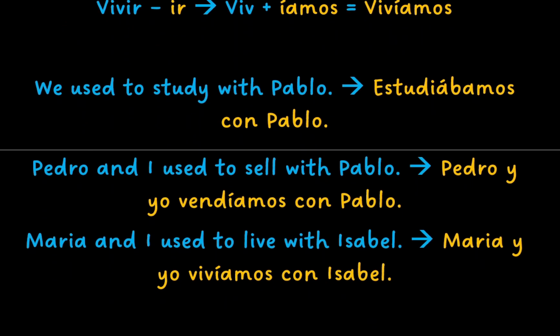We used to study with Pablo is estudiábamos con Pablo. Pedro and I used to sell with Pablo is Pedro y yo vendíamos con Pablo. And Maria and I used to live with Isabel is Maria y yo vivíamos con Isabel.